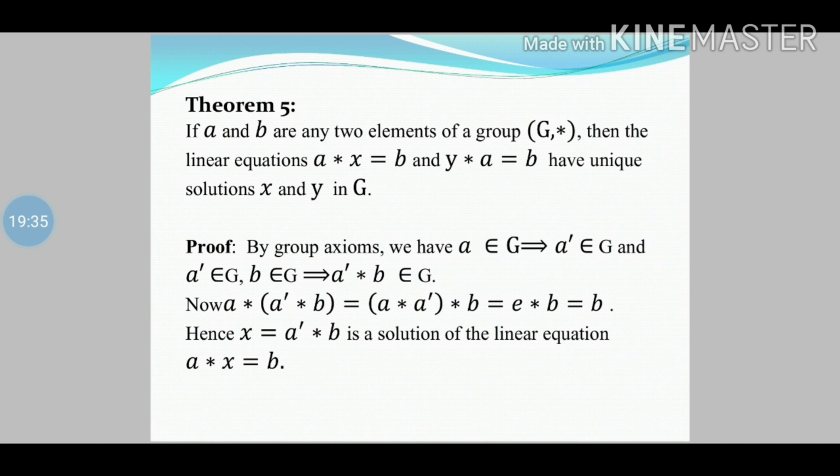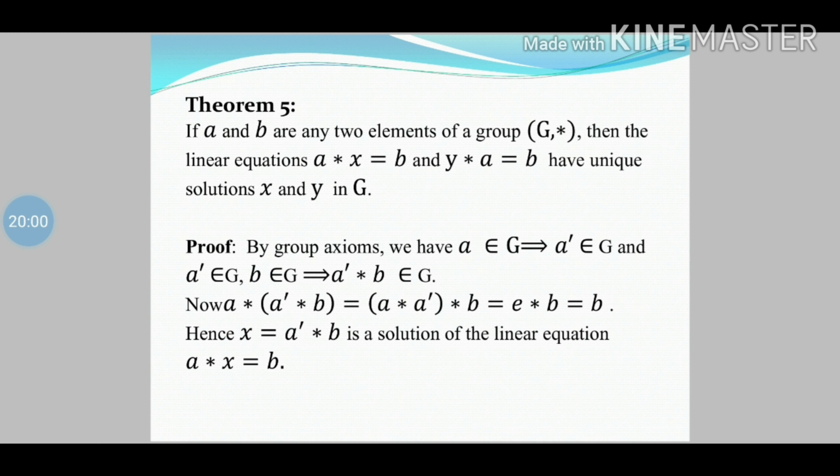For the first part, consider an element a belongs to G. a belongs to G implies its inverse also belongs to G. Taking a inverse in G and some other element b in G, a inverse * b also belongs to G. Now consider the equation a * x = b.